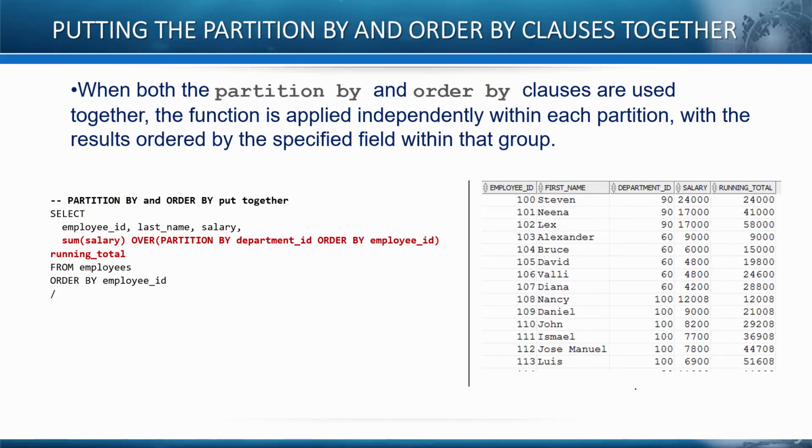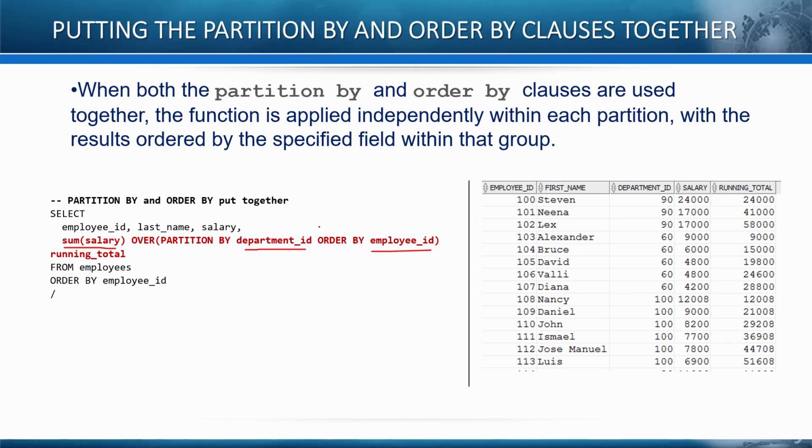Now that you know how both the partition by and the order by clauses work within an analytic function, let's quickly look at how they work together, or how they are pieced together, by borrowing from our previous example. When the partition by and the order by clauses are used together, the function that we selected is applied independently within each partition with the results ordered by the selected field.